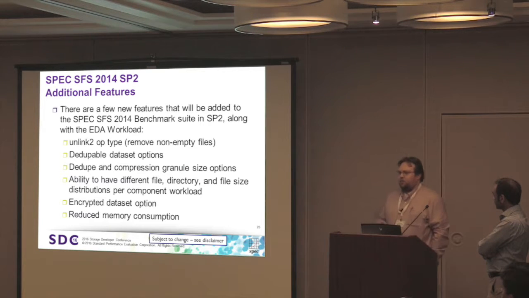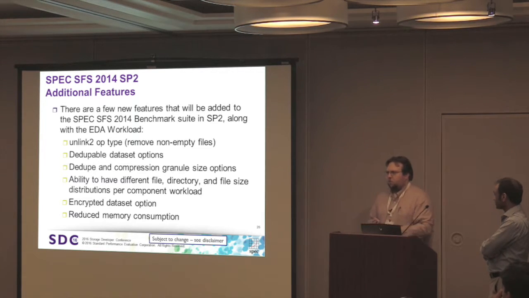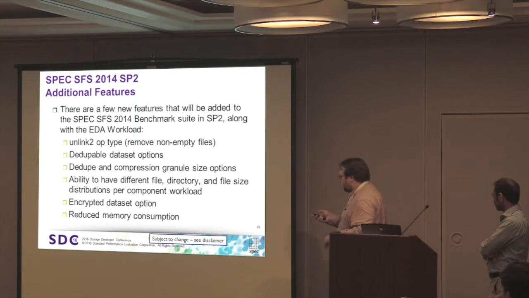So in addition to EDA, we're also adding some other features. We're constantly adding things to the workload generator because vendors use it for custom workloads and their own regression testing. So we're adding some features that we thought were interesting and didn't affect the performance of the official workload. Among those is an unlink2 op type, which removes files of size. Previously, unlink only removed empty files.